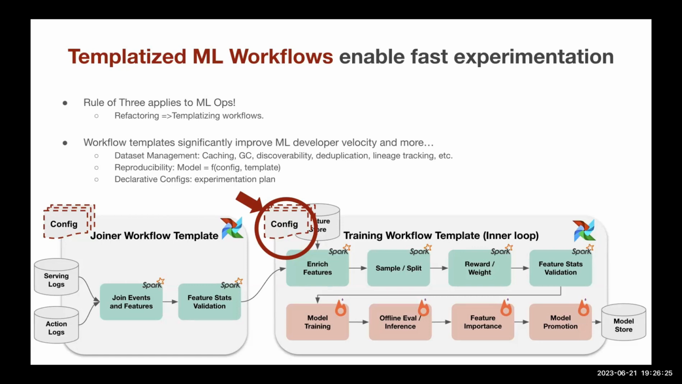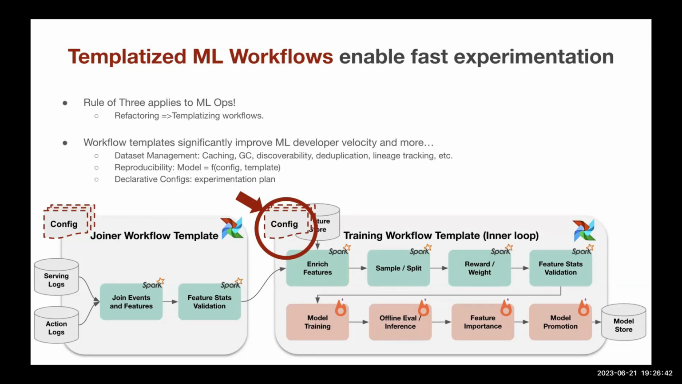And this kind of workflow templating strategy really improves ML developer velocity and brings further values, right? And there's a lot of different steps in this pipeline, and it's reasonable to think that every step is producing some form of data variance, right?